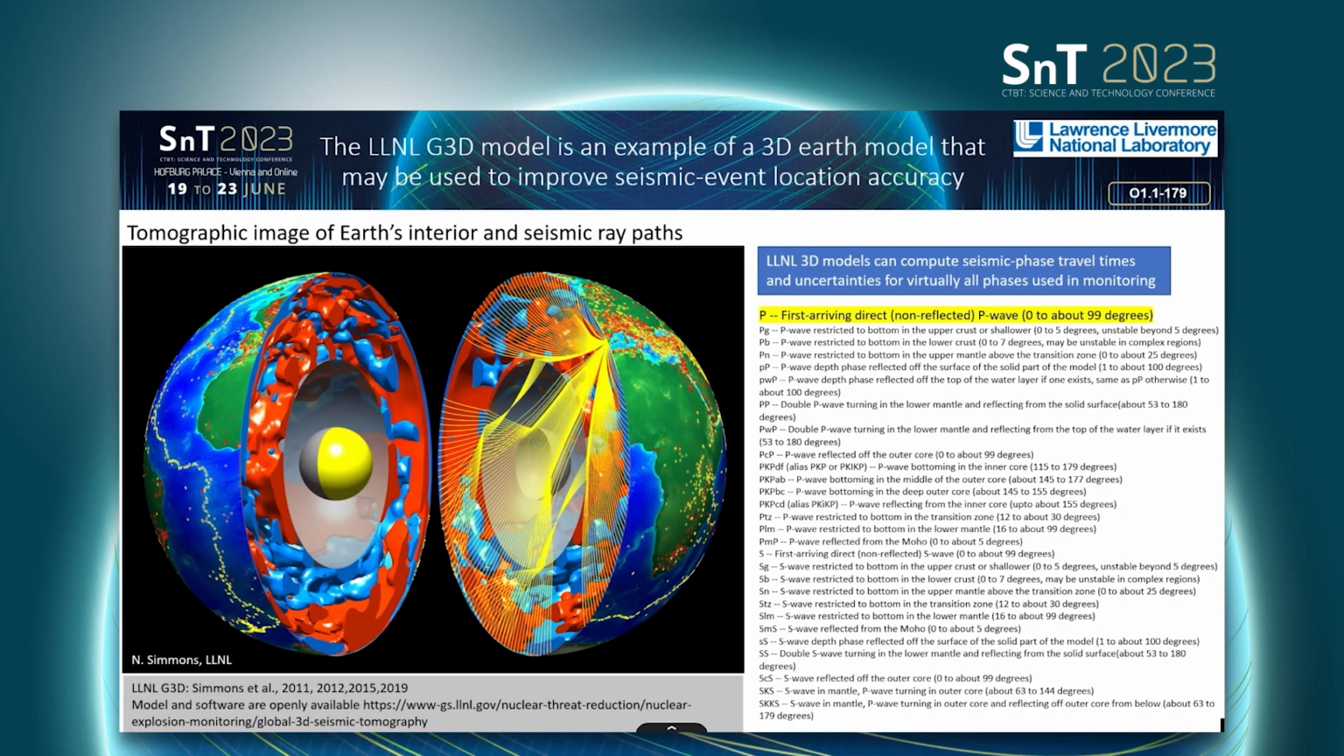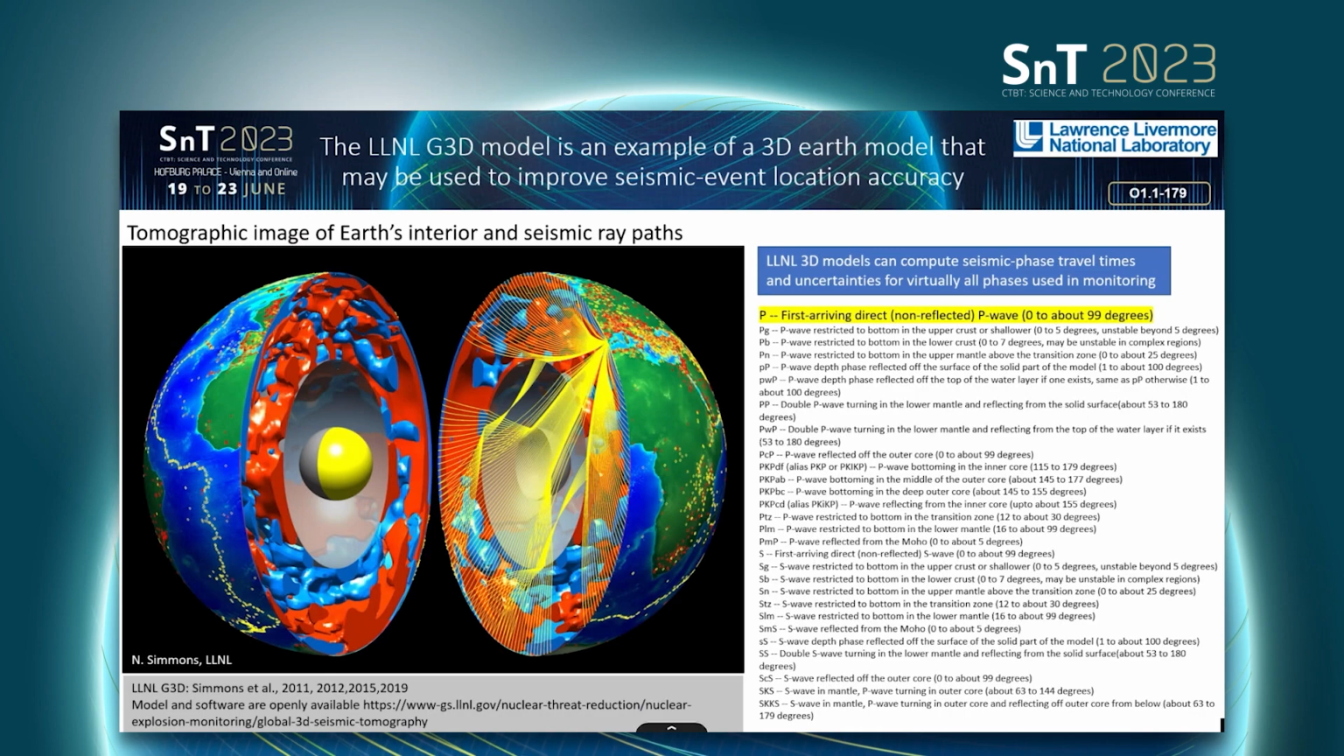So this is an example of a 3D model that we've developed, and this is the LLNL G3D series of models. At the bottom of that figure there, you can see the publications in which this model is developed. It's a series of publications where we did P waves, then S waves, added vertical transverse anisotropy, and included surface wave dispersions as well.